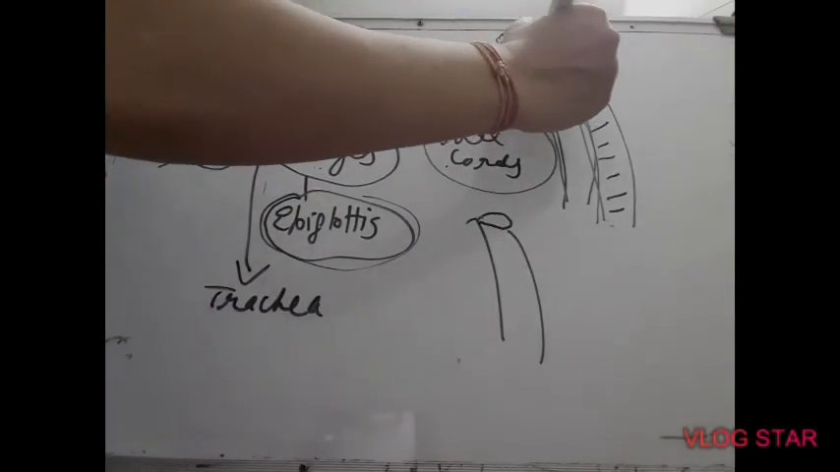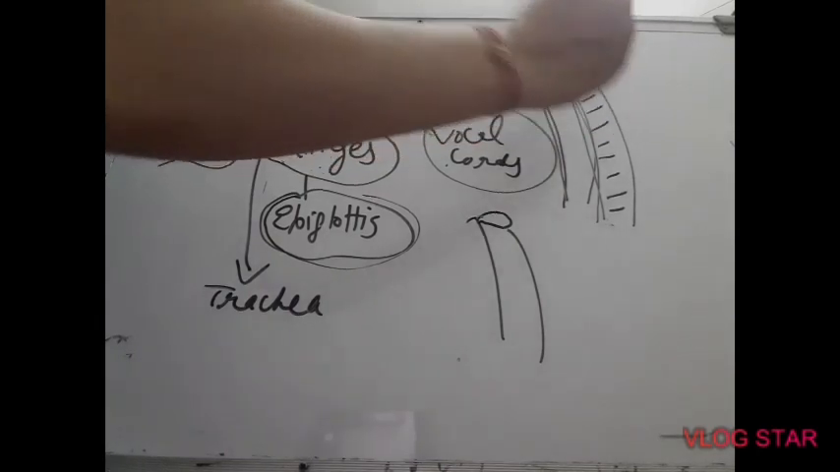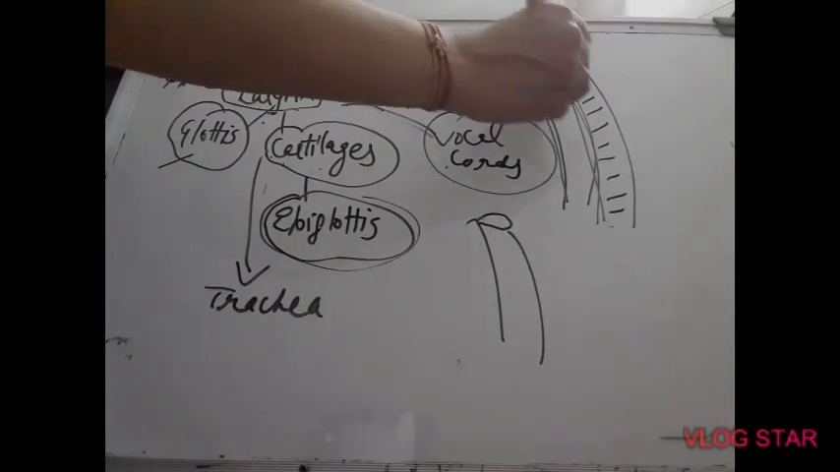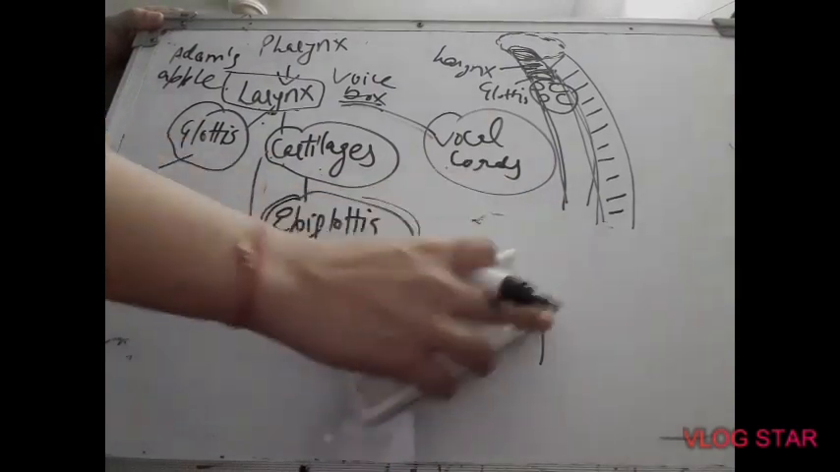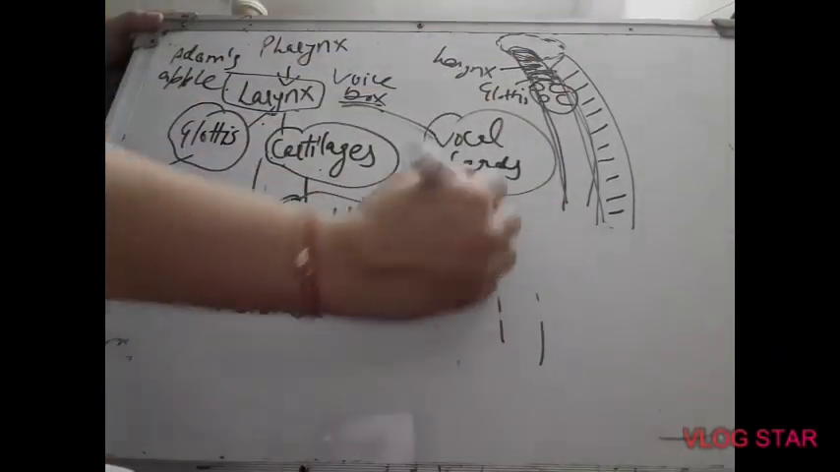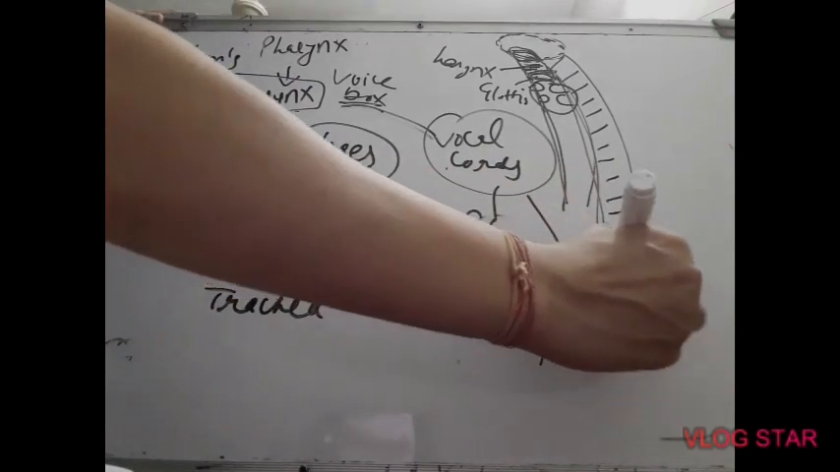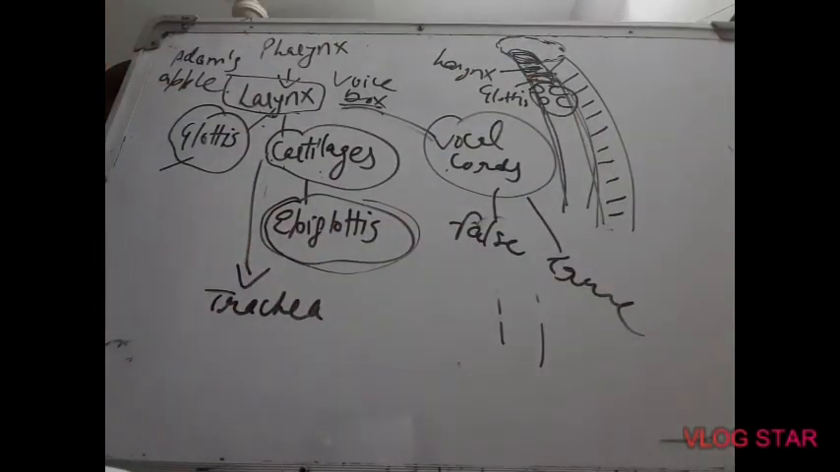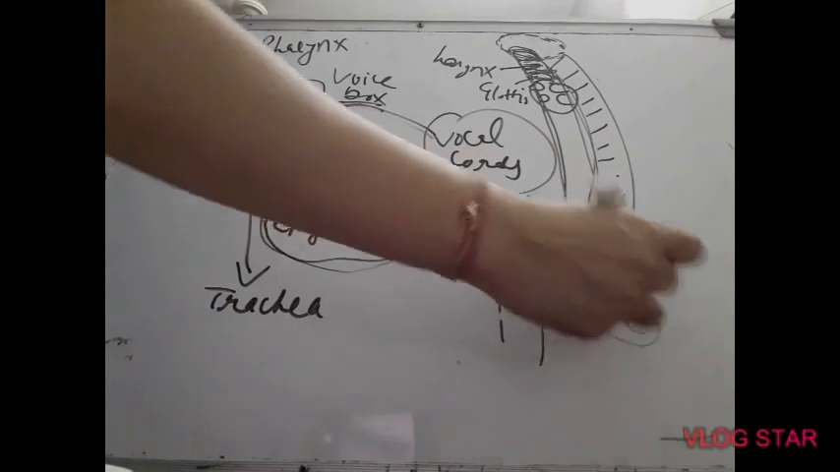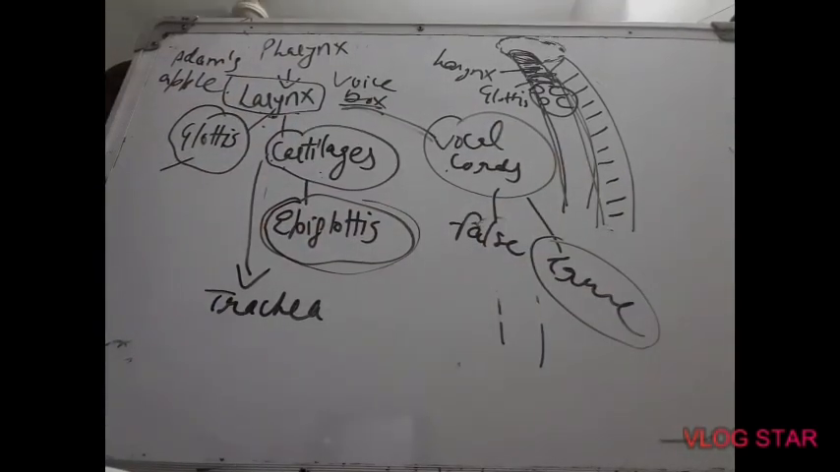After the glottis, these two flap-like structures are known as vocal cords. We have two pairs of vocal cords. The upper pair, the front pair, are known as false vocal cords, and the lower ones are known as true vocal cords. These true vocal cords are responsible for making sounds.